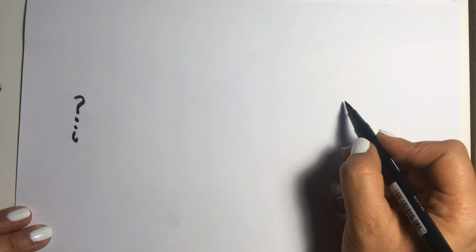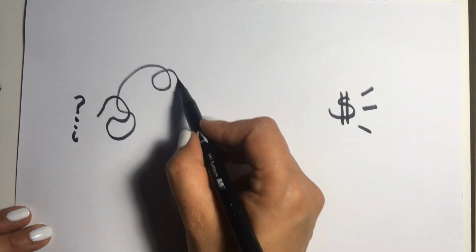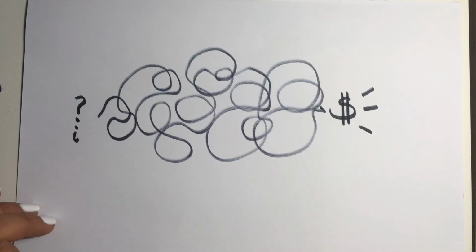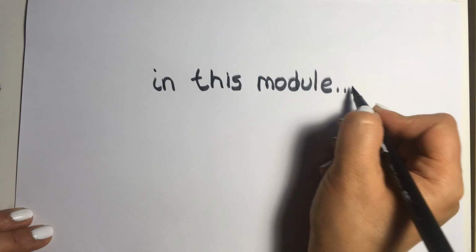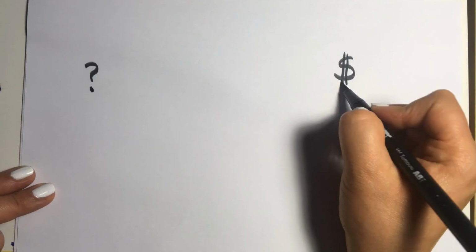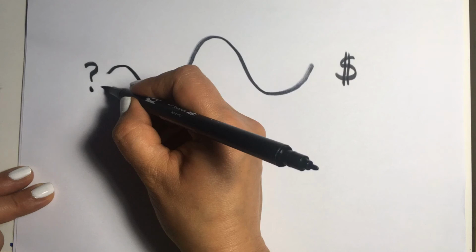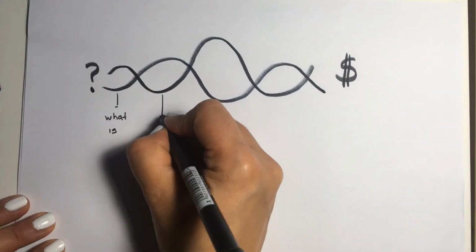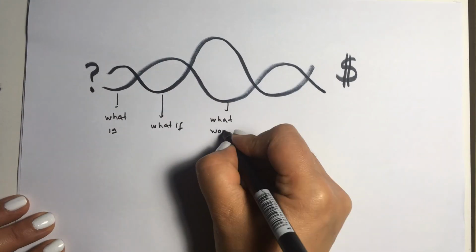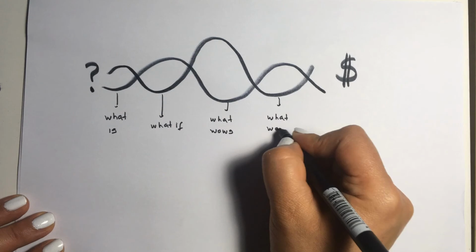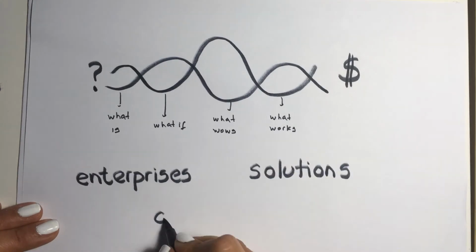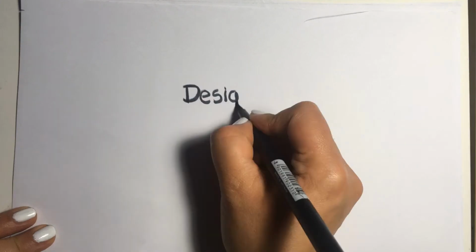But how can we then take an idea and transform it into a multi-million pound enterprise? If you ask a designer, they will say, it's complicated. And it is. In this module, we will try to disentangle this process using a methodology called design thinking. It has four phases. What is? What if? What wows, and what works. It's all about enterprises, solutions, and challenges.